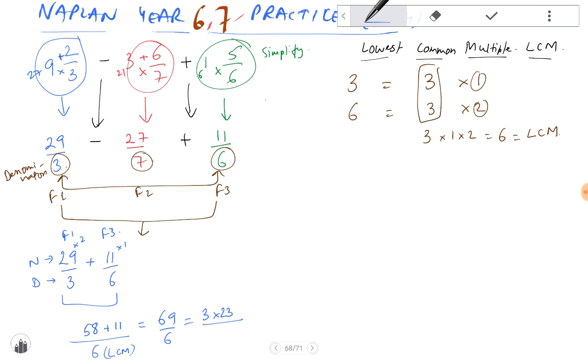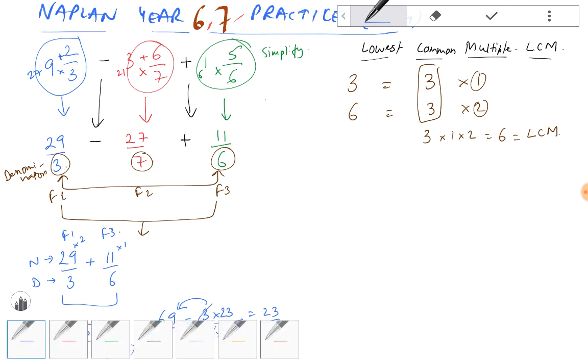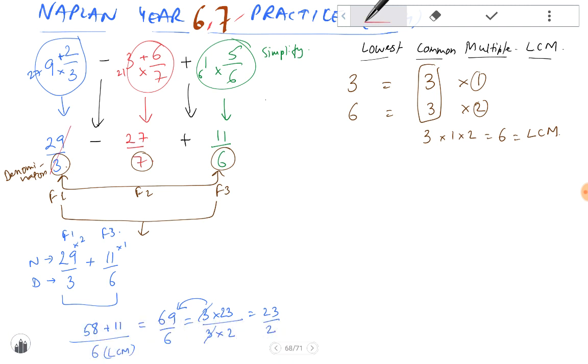Now this can be solved further by using a multiple of 3. So we know 3 times 23 is 69, and 3 times 2 is 6. You can simply cancel out 3 from the numerator and denominator, and we are left with 23 by 2. Okay, so we can simply eliminate this fraction and this fraction. We are left with this fraction. Let's call this fraction number 4.